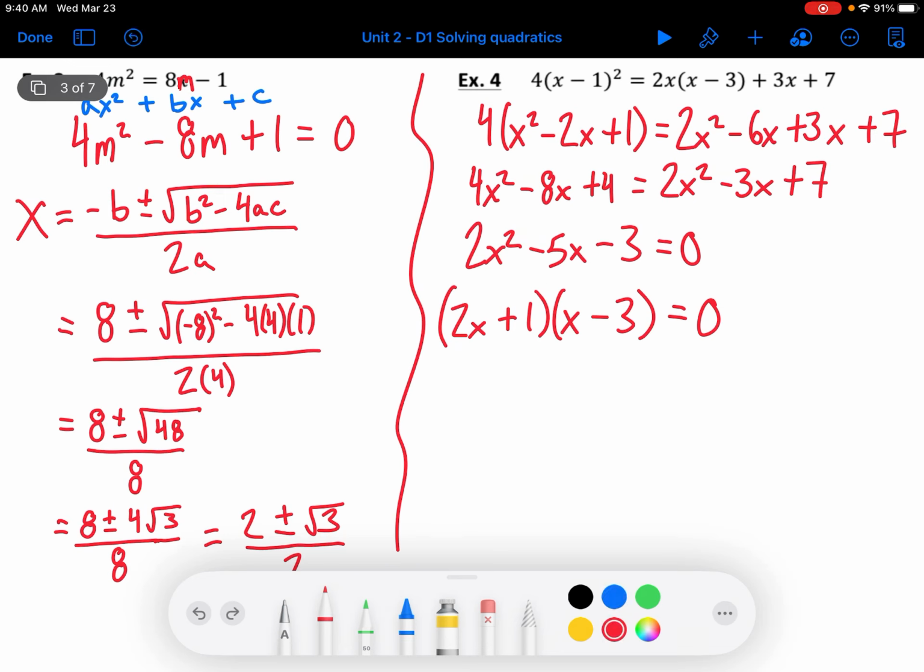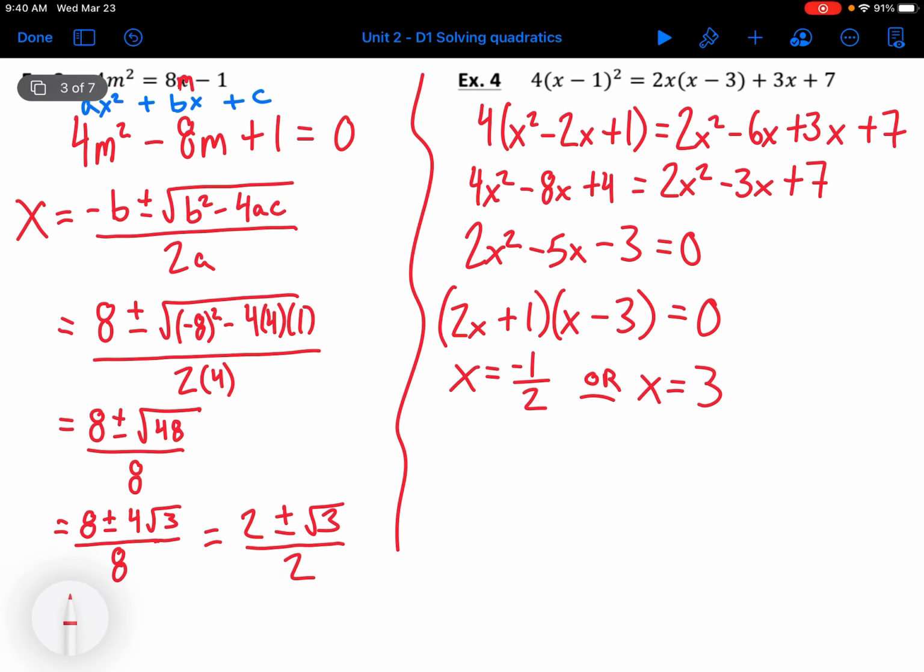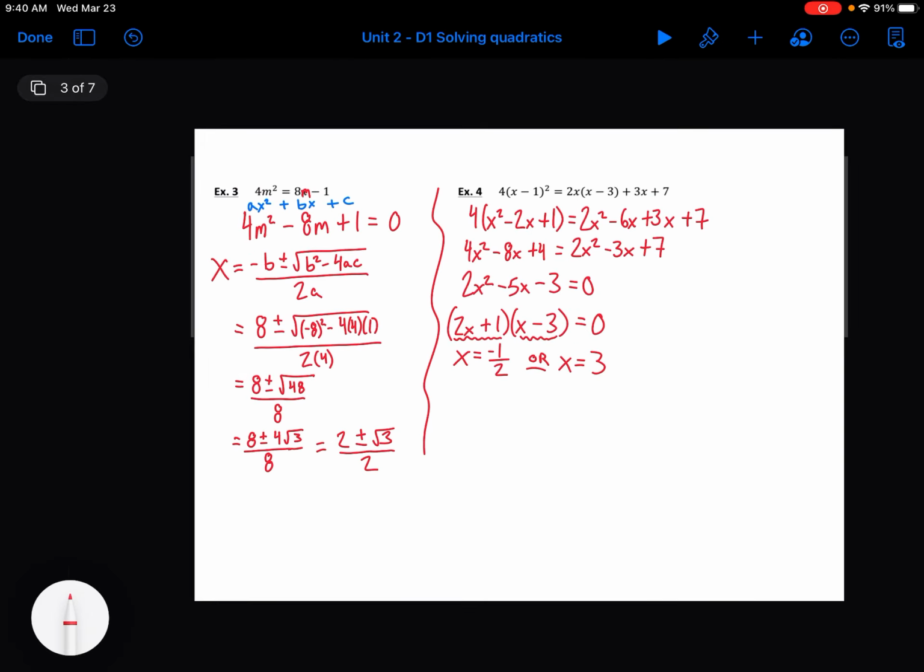Okay, so moving through, then we're going to get x equals negative a half or x equals 3. Okay, again, to find those values, I'm just making this fraction equal to 0 or making this fraction equal to 0. Okay, so moving on.